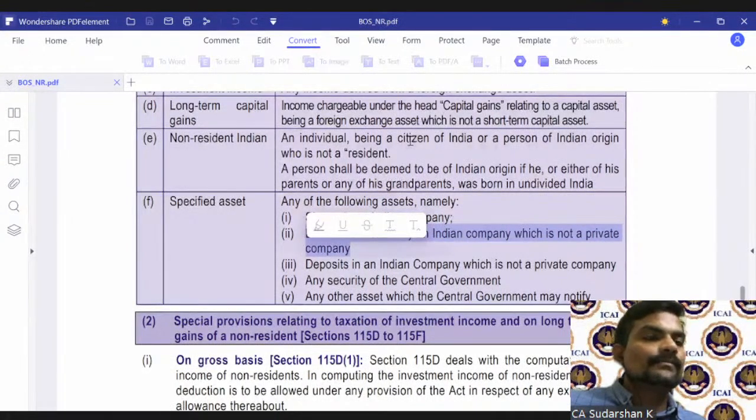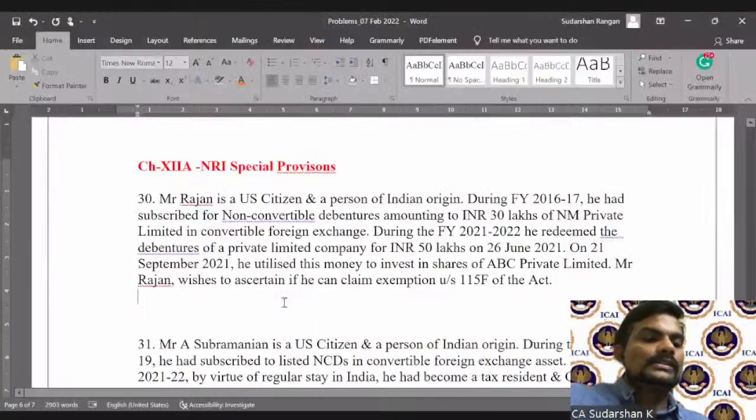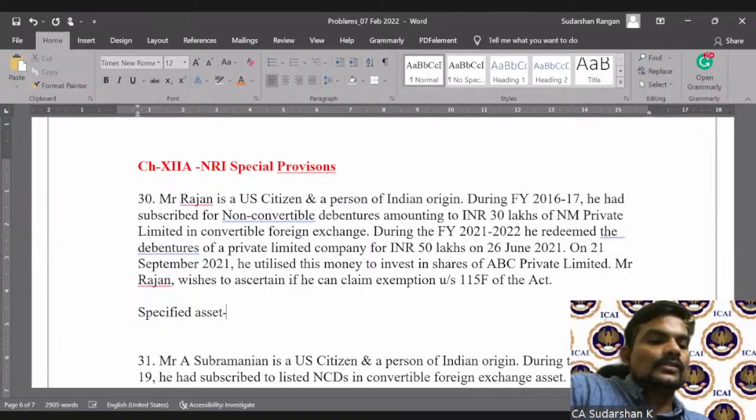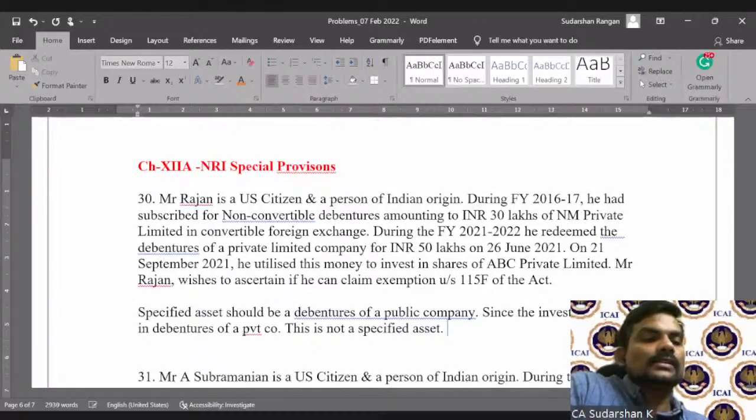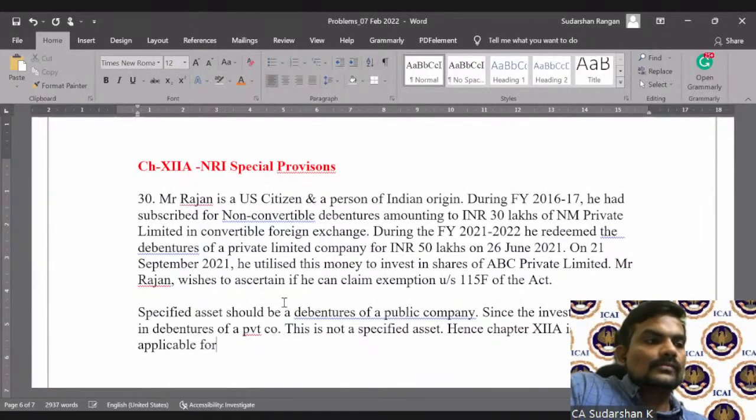So in the given case, the specified asset should be a debenture of a public company. Since the investment is made in debentures of a private company, this is not a specified asset. Hence, Chapter 12A is not applicable for Mr. Rajan.